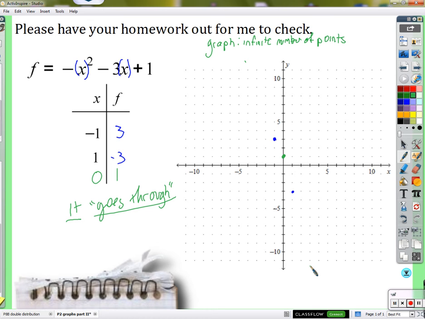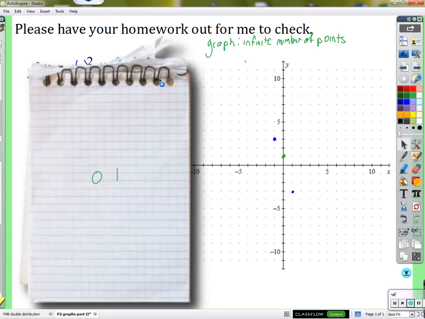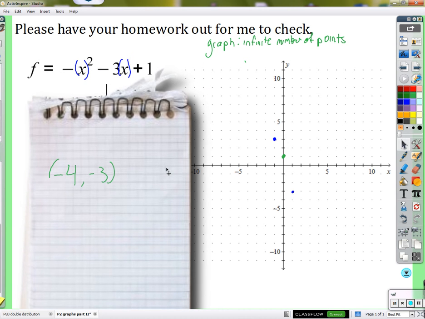So let's find out some more points. Let's erase that. Find out some more points. You did your homework. What points did you guys find? And then we'll just double check. -4, -3. Right, going way into the negatives. So we'll double check together. -4, -3 is a point.